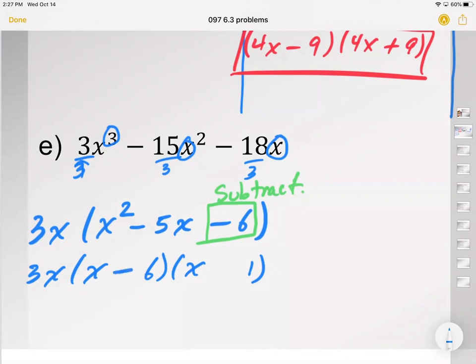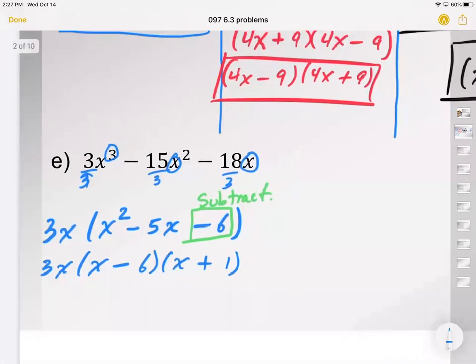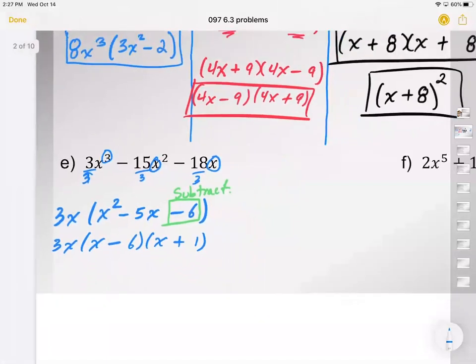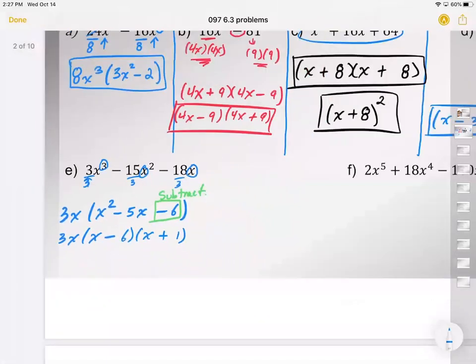And remember, the bigger number will get the sign of the middle term, which is 6 times 1 to give me 6, and 6 minus 1 to give me 5. And why do I subtract? Because they have to have opposite signs. Negative times a negative will be a positive. In this case, a negative times a positive will be a negative. And because they have opposite signs, we need to subtract and keep the sign of the larger number. And therefore, the larger number will get the sign of the middle term.